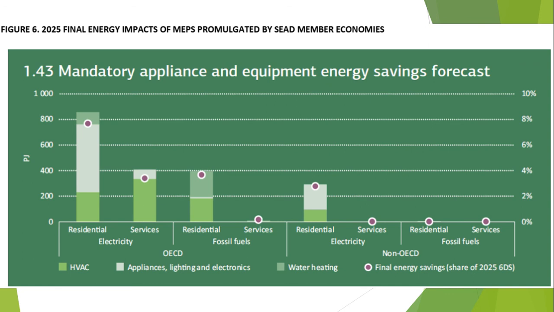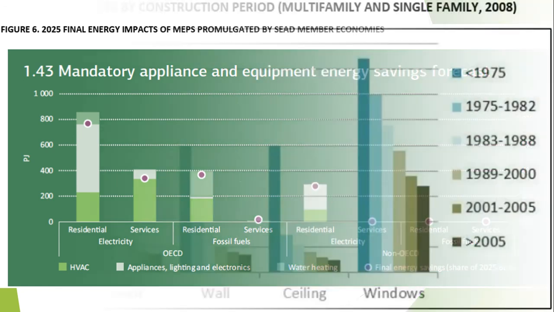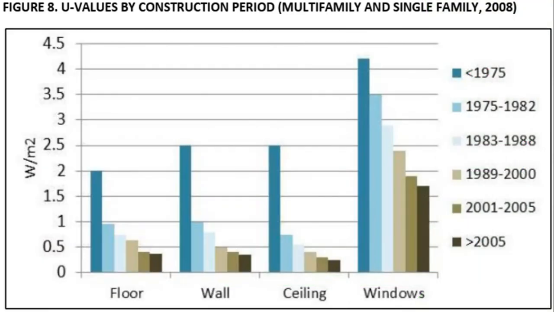Let's just leave this slide, because we have gone into detail on U values. So this is the bar chart of different years ranging from 1975 to 2005. You can see that the U values have significantly reduced with proper energy conservation principles.